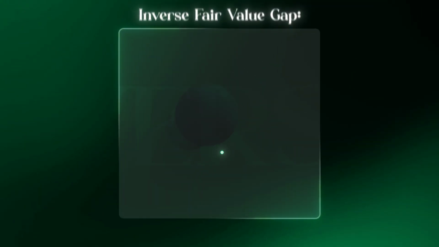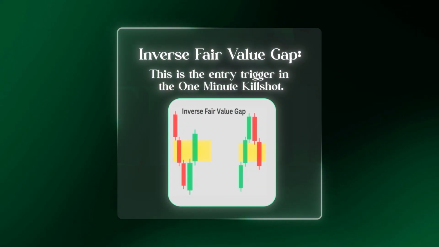Inverse fair value gaps. This is a very important one because this is what we use to actually enter our 1 minute kill shot and is the trigger. This is a bullish gap used for longs or a bearish gap used for shorts. An inverse fair value gap is when a candlestick disrespects a bullish or bearish fair value gap. As you can see in the examples to the right, price has closed through a fair value gap, disrespecting that candle.